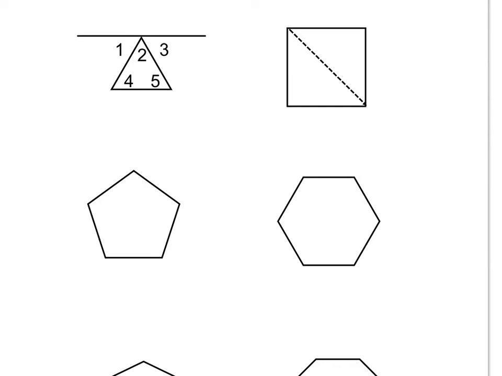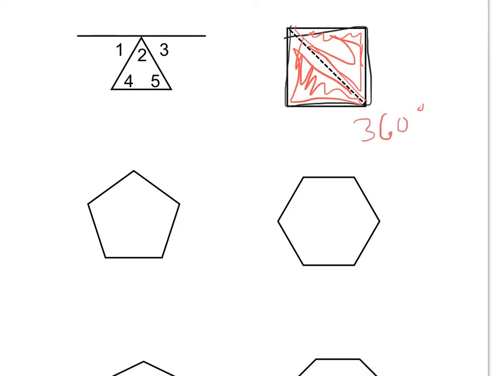Okay, if we look at this quadrilateral, or any quadrilateral right here, I'm going to switch colors. If I draw one diagonal, I now have two triangles. Well, these angles add up to 180. These angles add up to 180. So I have 2 times 180, which is 360. So there are 360 degrees in a quadrilateral.